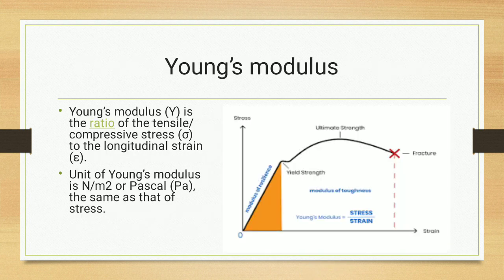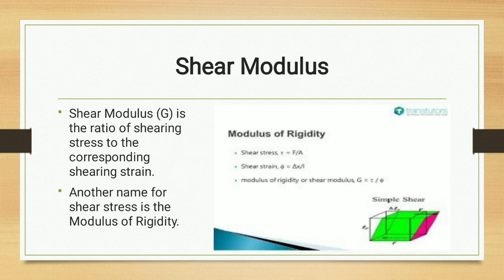First, we are going to discuss Young's modulus. Young's modulus is the ratio of the tensile or compressive stress to the longitudinal strain. The unit of Young's modulus is Newton per meter square or Pascal, which is the same as that of stress. Shear modulus G is the ratio of shearing stress to the corresponding shearing strain. Another name for shear modulus is the modulus of rigidity, which is denoted by G.